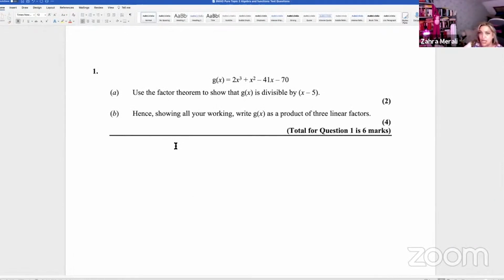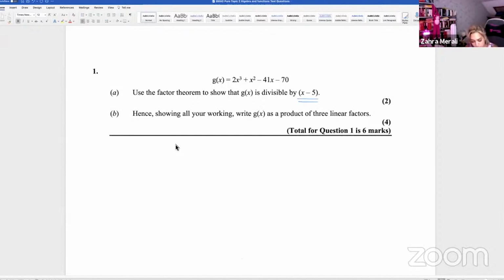Right, so we've got using a factor theorem. So again, I know you could do your long division and show that there's no remainder, but that's not using the factor theorem. The factor theorem states that if something is divisible by x minus a, f of a equals 0. Meaning, in this case, it's divisible by x minus 5, it means that the root is 5.